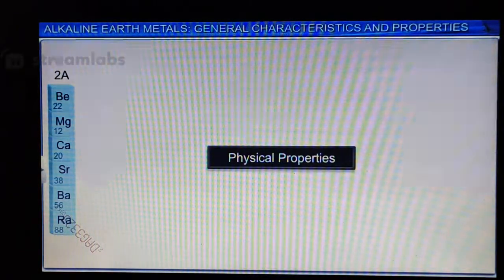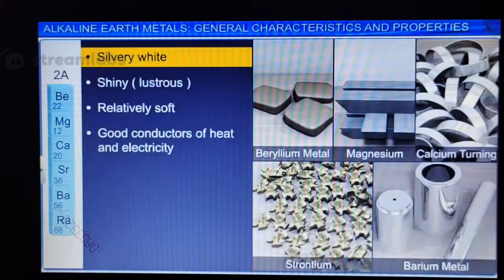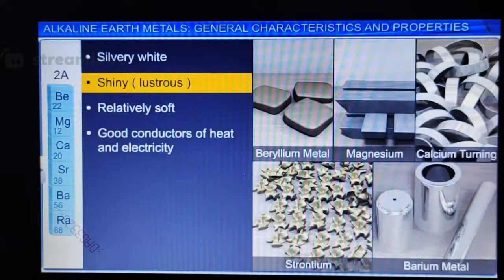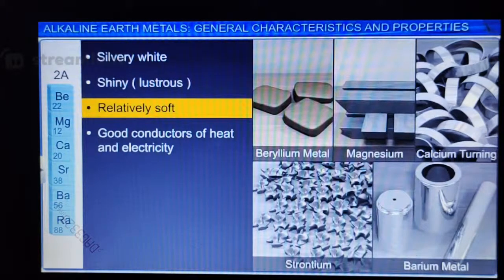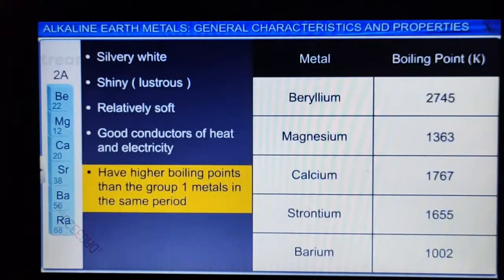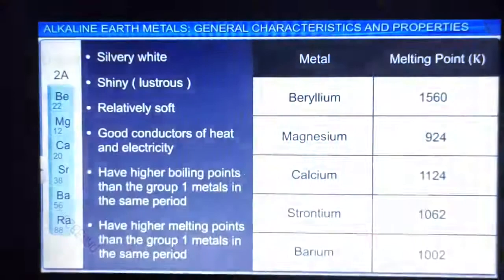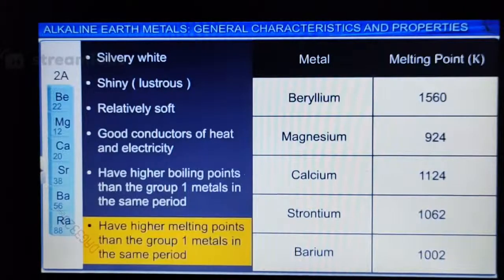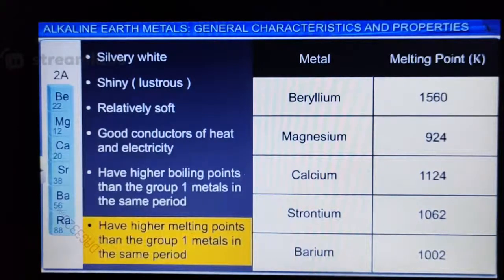Now if I talk about their physical properties, again same physical properties, silvery white, shiny, soft metals but harder as compared to group 1 metals, good conductors of heat and electricity because they are metals. This is how these metals look like. Beryllium देखो, magnesium, calcium, strontium, barium. They have higher boiling points as compared to group 1. High melting points and boiling points. It might be a little boring, but please keep up with me.